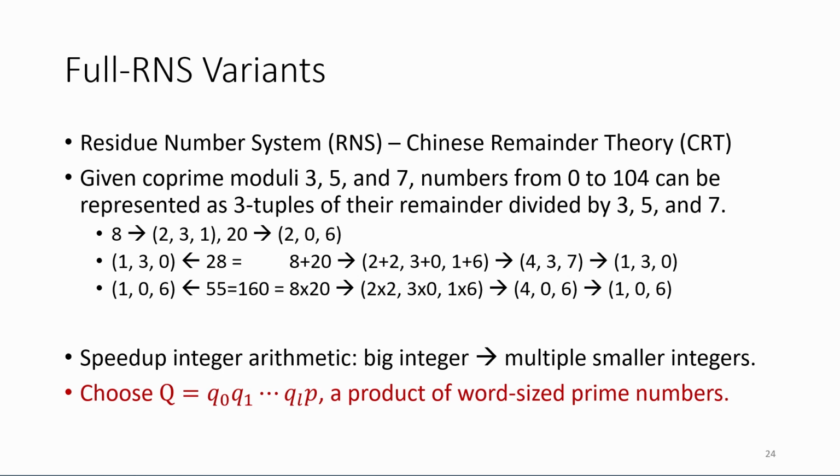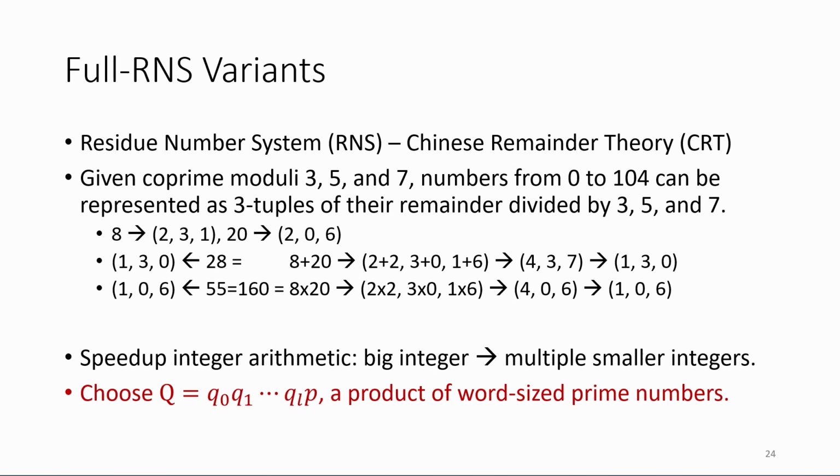Then what's the form of Q? We need to talk about these full RNS variants, which we need in later talks. RNS is the residue number system, similar to the Chinese remainder theorem. Basically, you represent a large integer with a set of smaller integers. For example, if you have coprime moduli 3, 5, and 7, you can represent numbers from 0 to 104. Each one is represented by a 3-tuple of the remainders modulo each of them. For example, 8 becomes (2, 3, 1), modulo 3, modulo 5, modulo 7.